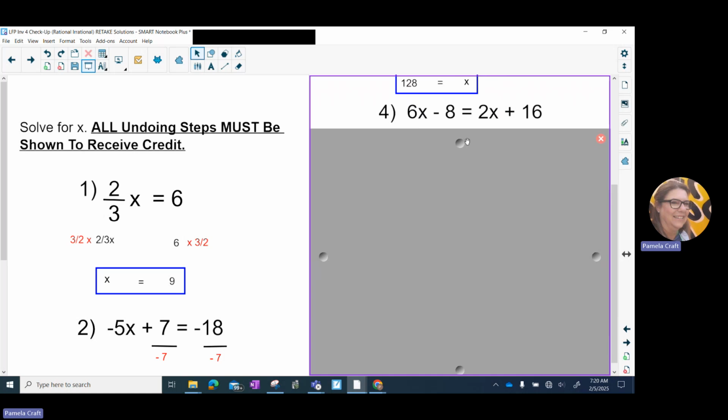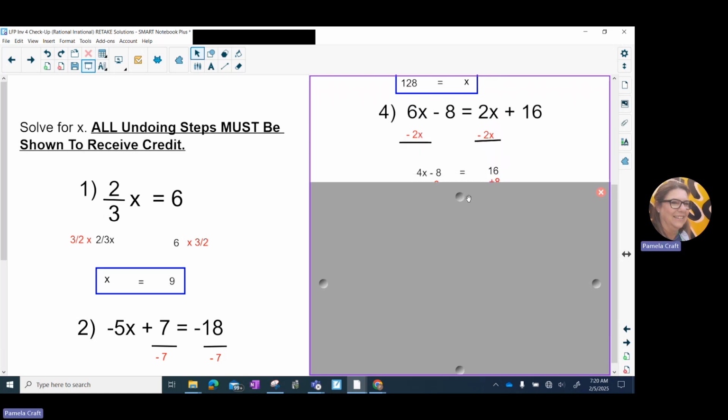Number 4, we have 6x minus 8 is equal to 2x plus 16. This is a 3-step equation because we first have to get all of our variables on one side, and then we can solve the 2-step equation. So I'm going to get rid of the x's on the right side, so I'm going to subtract 2 x's from both sides. And now I have 4x minus 8 is equal to 16.